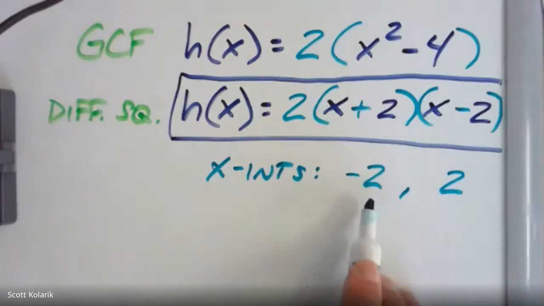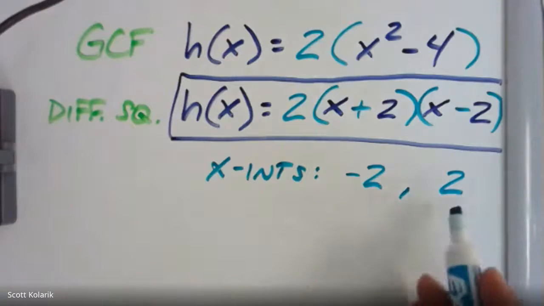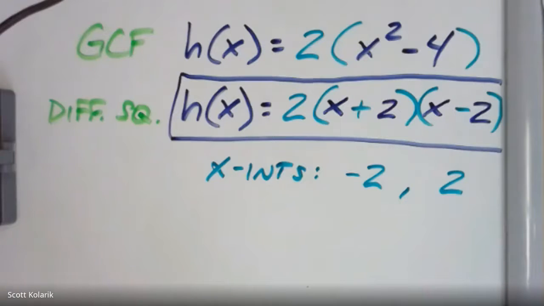So in this case, I would go left 2 on the x-axis. There'd be a point there. This one, I'd go right 2 on the x-axis. There'd be one there. So I have 2 x-intercepts pulled from those factors. Well, based on these x-intercepts, here's how I'd go about solving for my vertex.